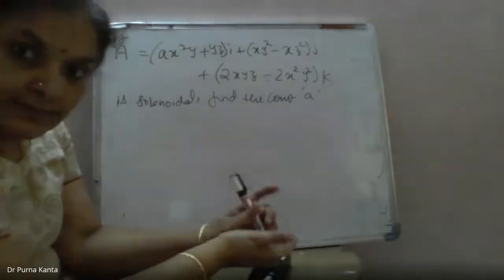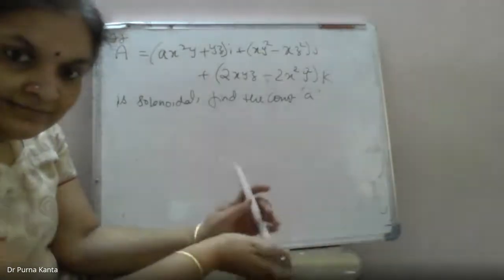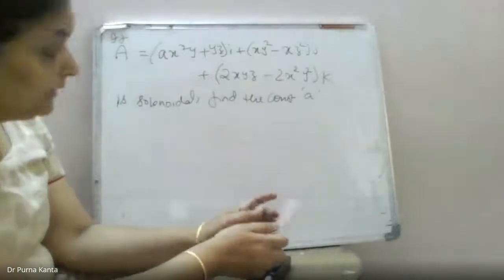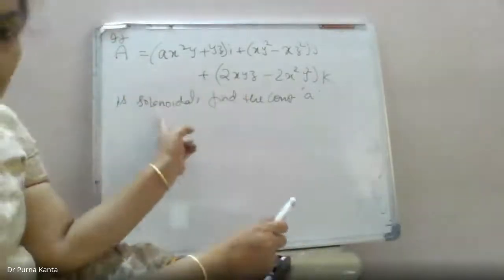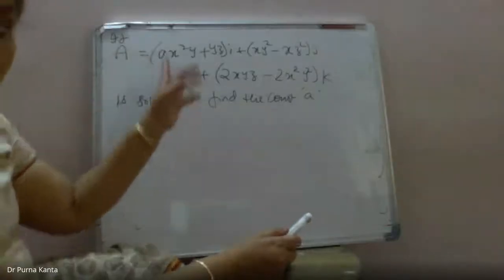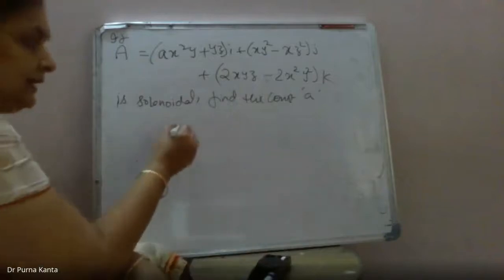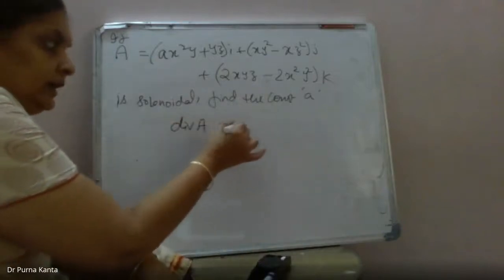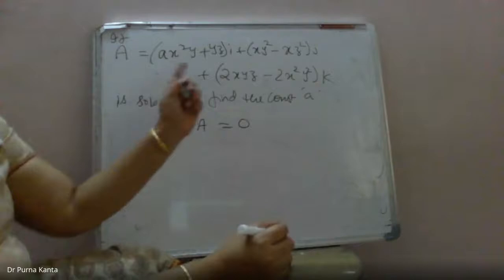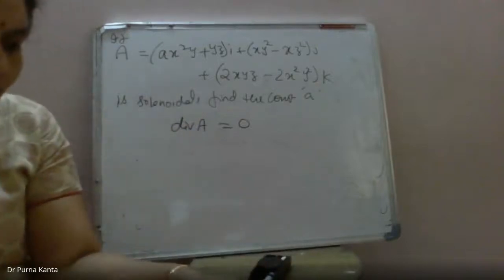What should be done in this? We are given that the vector is solenoidal. We are given the condition, del dot f. Already divergence of a is equal to 0 is given. Calculate divergence of a, equate it to 0. Then automatically you'll get the value of a. Try the problem.